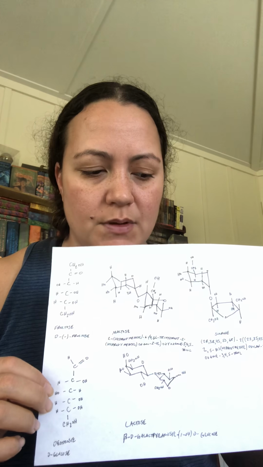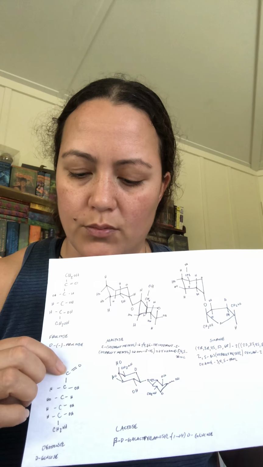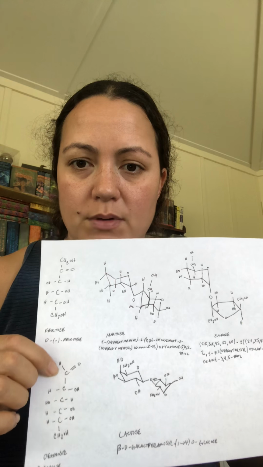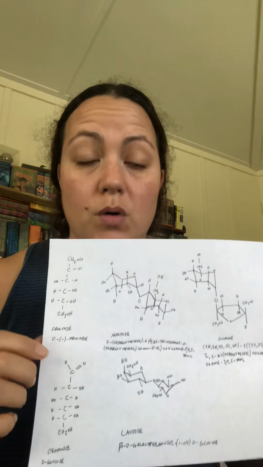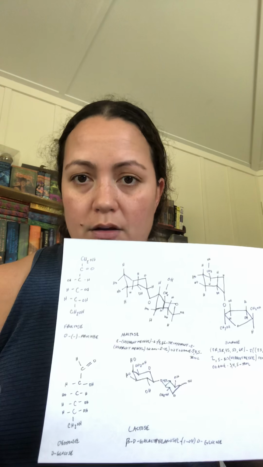Dextrose, we got a strong reaction, but this time it had an aldehyde. So you can see the double bond between the carbon and the oxygen. The carbon is connected to a hydrogen and to a carbon. So then you see the strong reaction there.